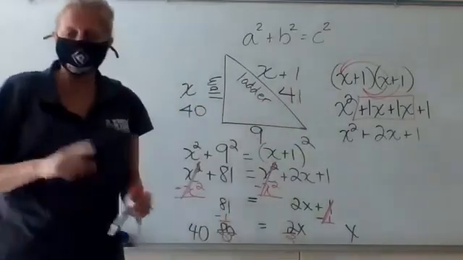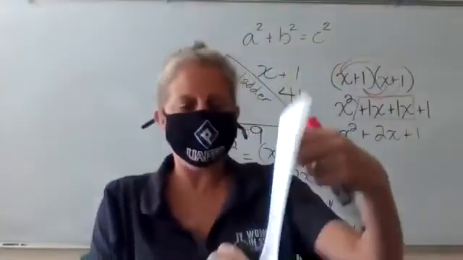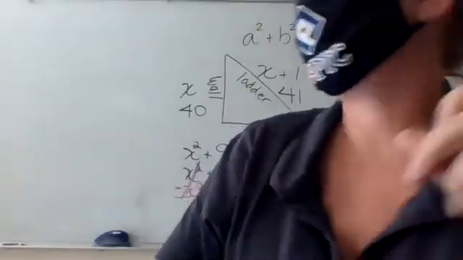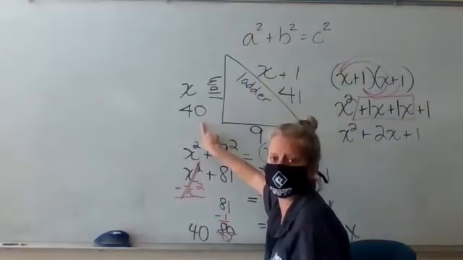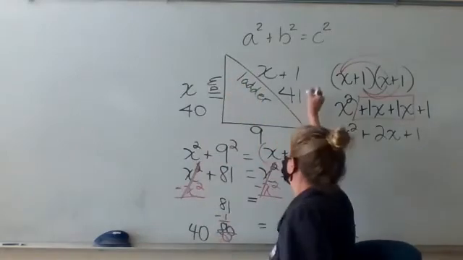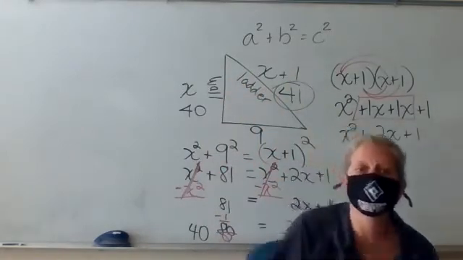Now, be careful. There's only one blank on this problem. If you'll notice, the only blank just says, right here where my finger is, the length of the ladder is blank feet. It doesn't want to know this number. It wants to know only how long is the ladder, which is 41 feet.